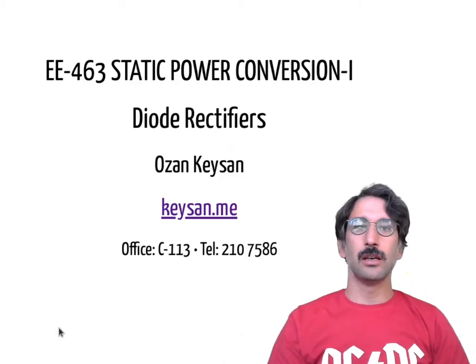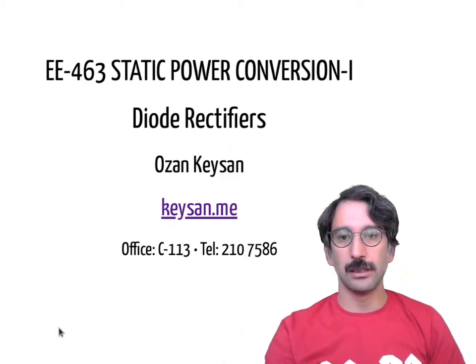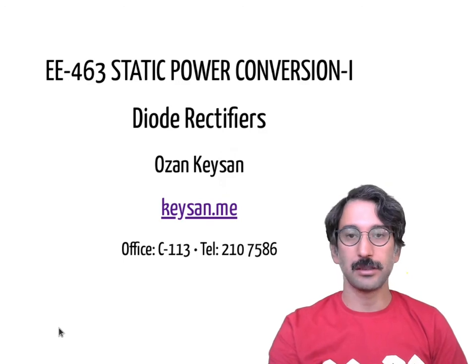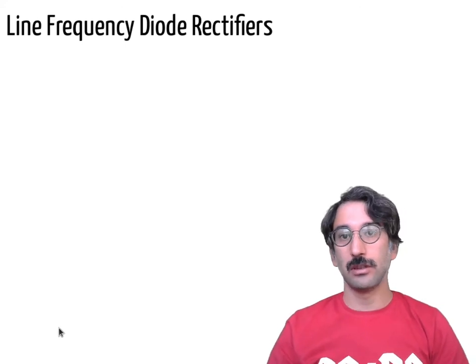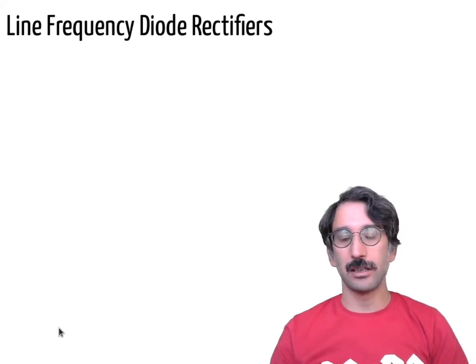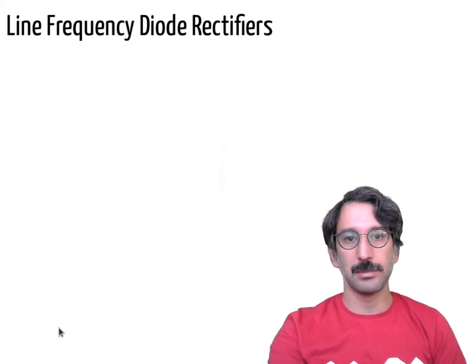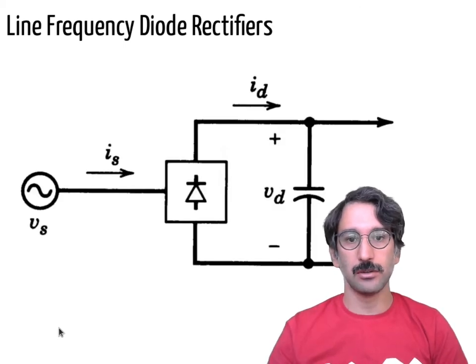Hi all. Today we will talk about diode rectifiers, in particular single phase diode rectifiers. They are also called line frequency diode rectifiers because the frequency mainly depends on what type of AC grid you are connected to, and the general symbol is like that.